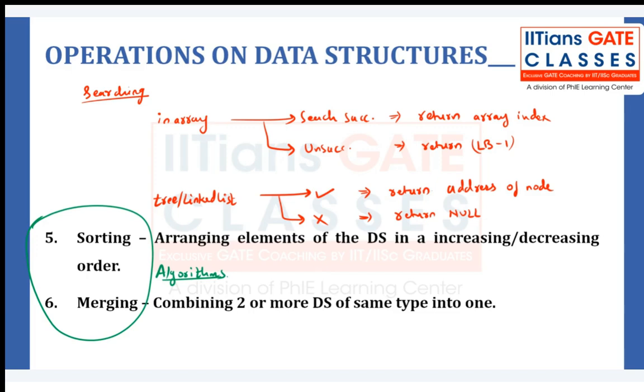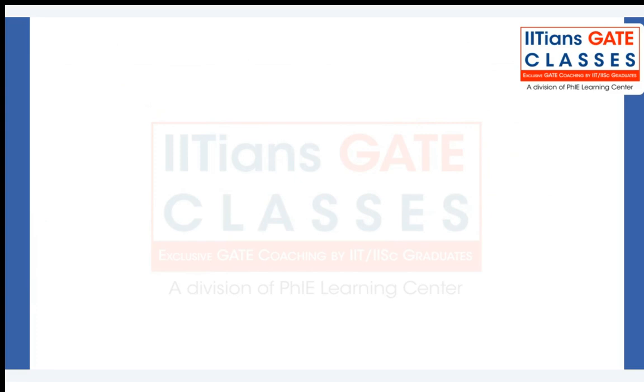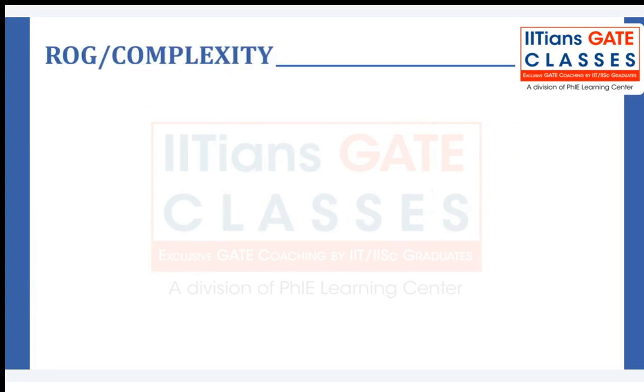Now before even starting data structures, we need to have one more idea about one more thing, which is rate of growth, denoted by ROG here. And after that, we'll see complexity. What is rate of growth? Any idea about rate of growth? Does anyone know what rate of growth is?